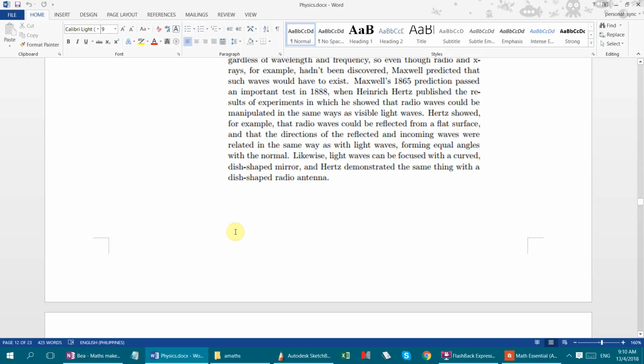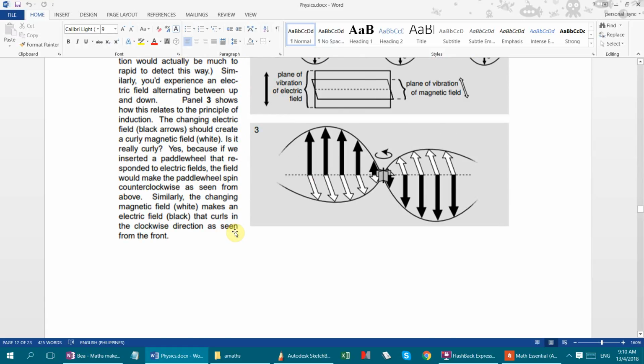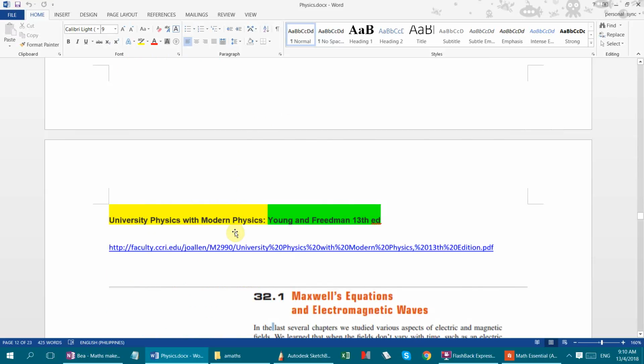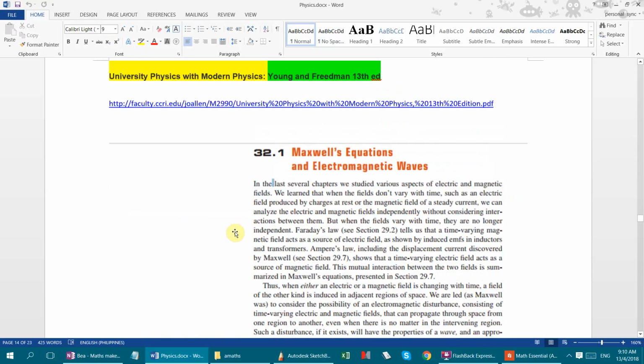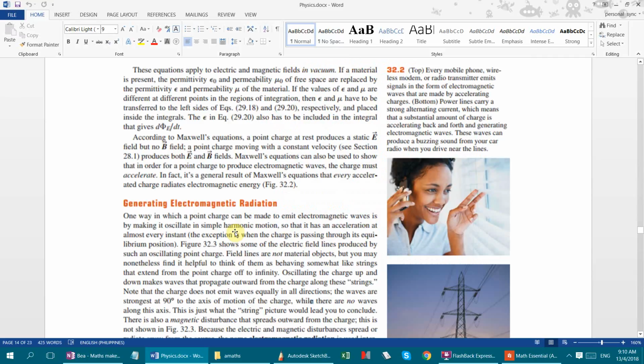This is also not clear at all on how the electrons and the magnets are actually going side by side. I did see one that is not bad, which I think we can use.